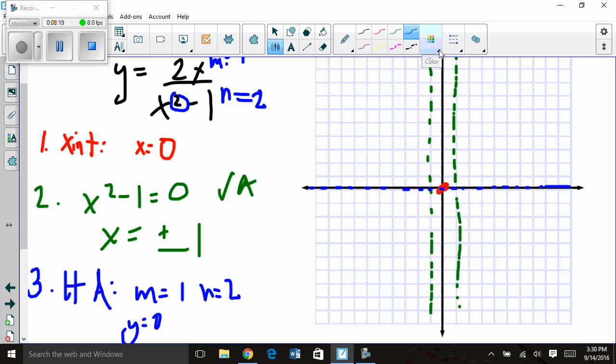Okay? It doesn't tell you to find the domain and range in here. So we're just not going to worry about that. We're just going to focus on graphing. I want you to get the graphing down. So let's plot some points.